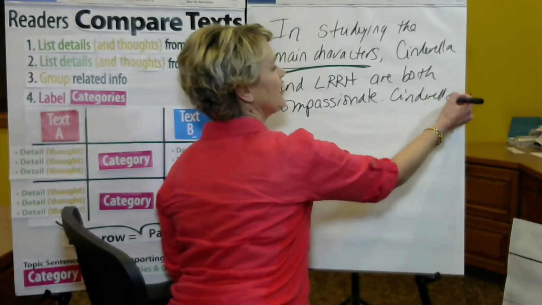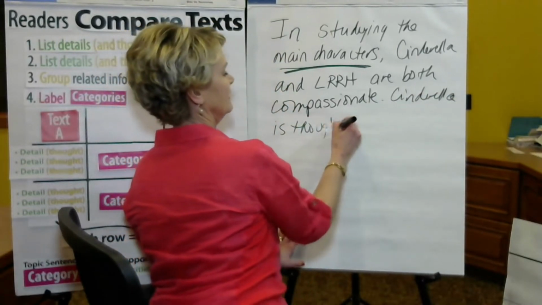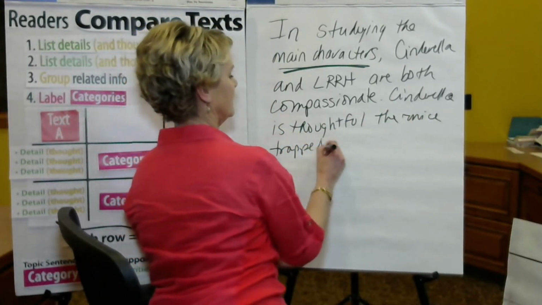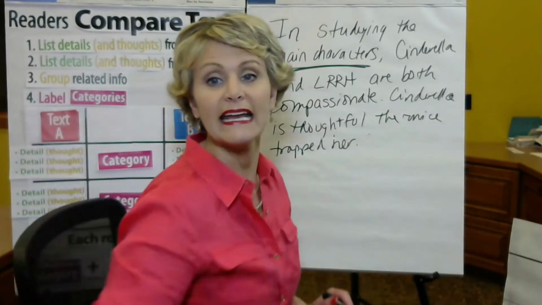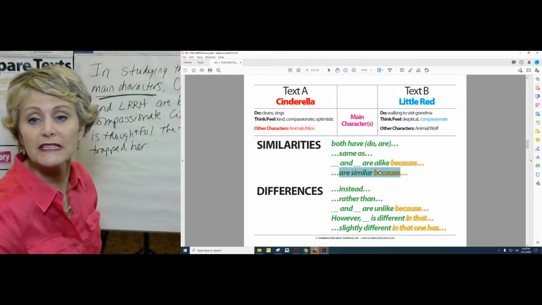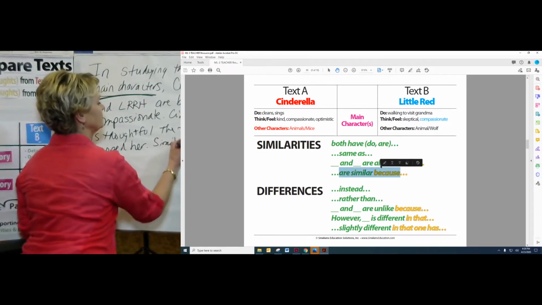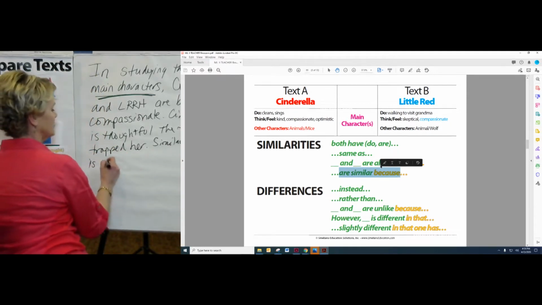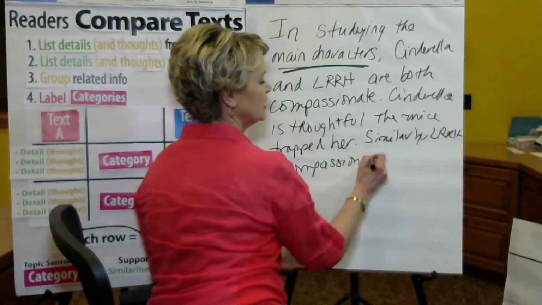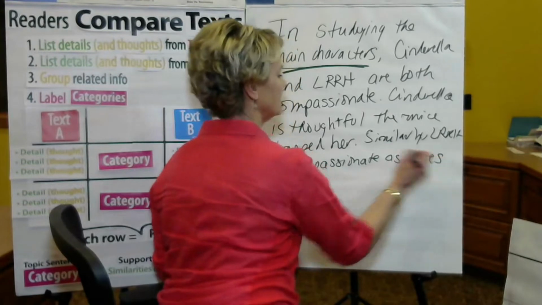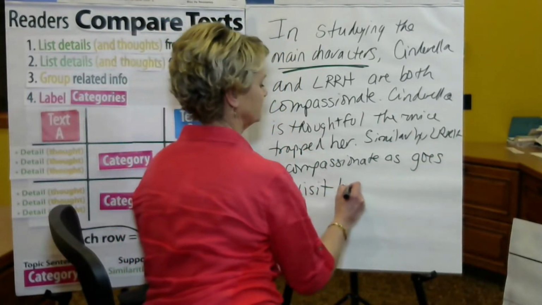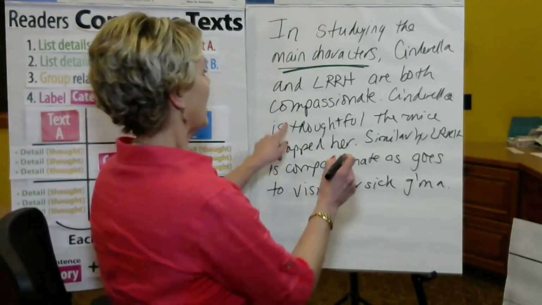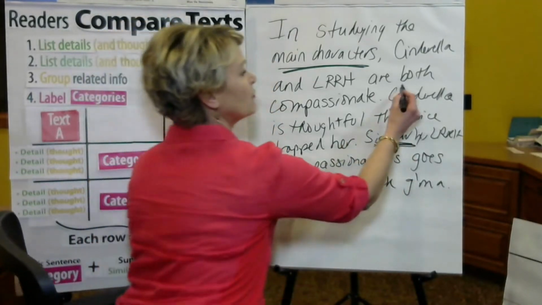Cinderella is thoughtful about the mice trapped with her, and I can say, similarly, using a word like that, similarly, Little Red Riding Hood is compassionate as she goes to visit her sick grandmother. I'm just going to say G-Ma, okay? Okay, you see how I'm doing that? Okay, so I've referenced a similarity between both of them.